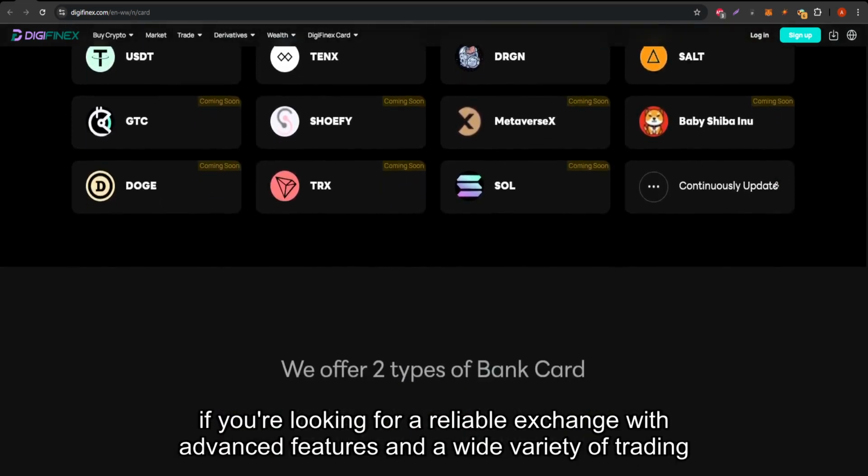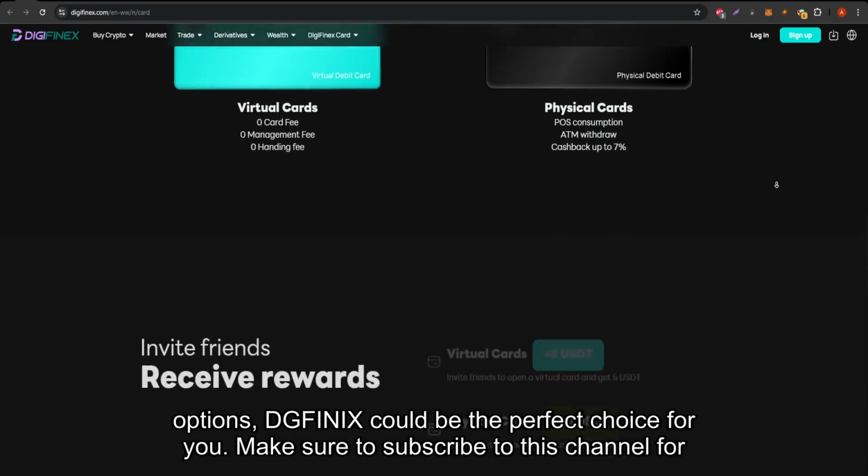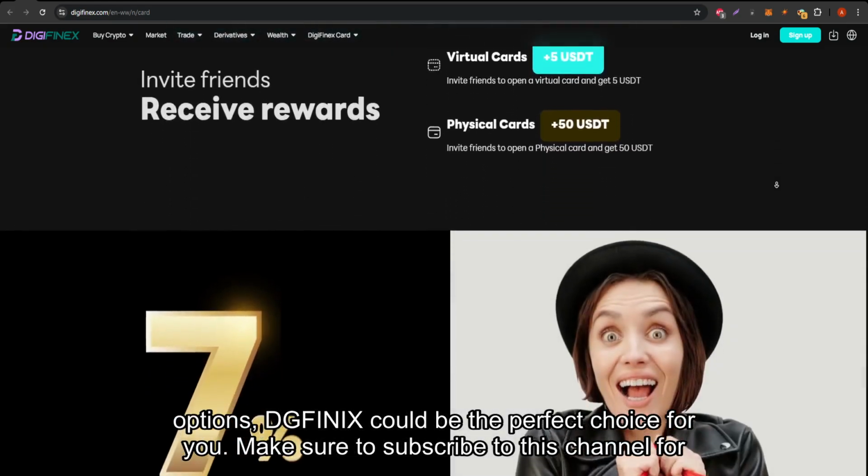Finally, if you're looking for a reliable exchange with advanced features and a wide variety of trading options, DigiFinex could be the perfect choice for you.